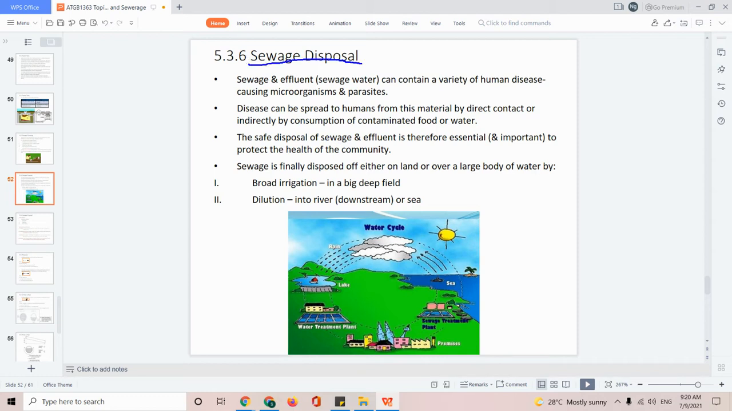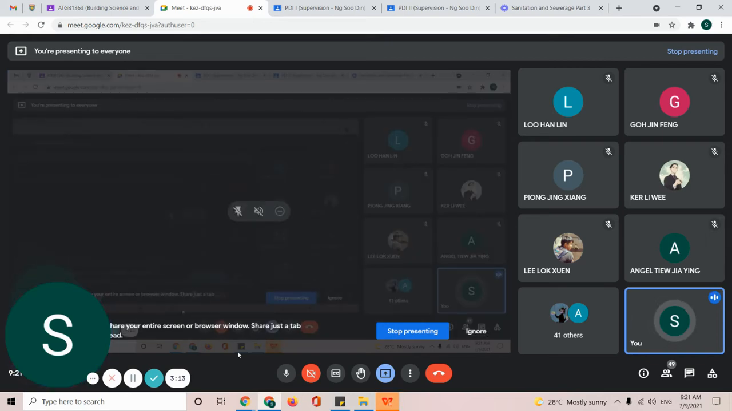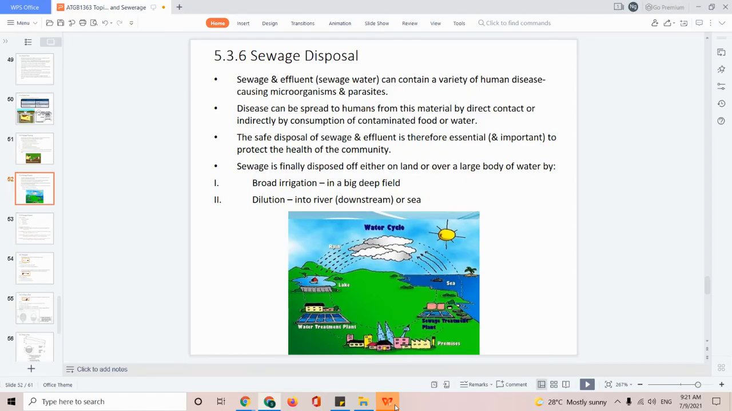Okay, so when it comes to disposal of sewerage, there can be two methods. Essentially, we want to treat it first before disposing of it. But depending on how we service this sewerage, we can have it in two methods. Either we call it broad irrigation or we call it dilution into river or sea.